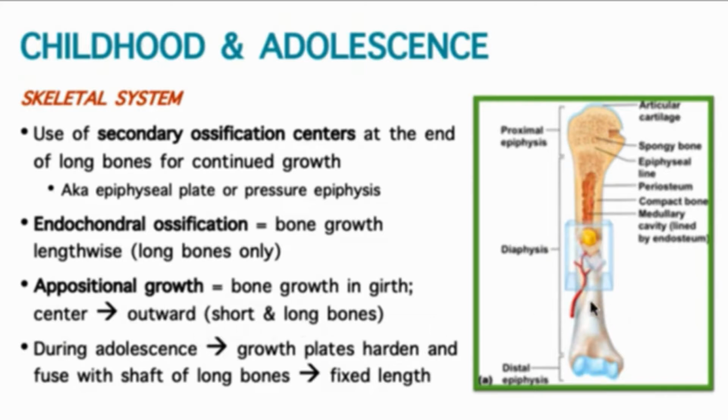So long bones can also experience appositional growth, but it's going to happen in this diaphysis area for the most part. And the process is just a little bit different than endochondral ossification. During adolescence, your growth plates are going to harden and fuse with the shaft of the long bone. So after adolescence, that's usually why you have a plateau in your height, right?